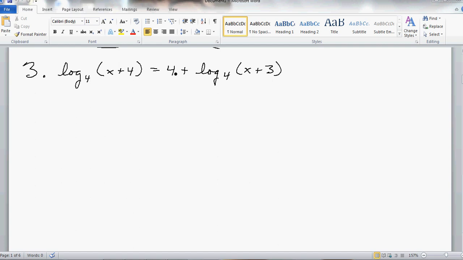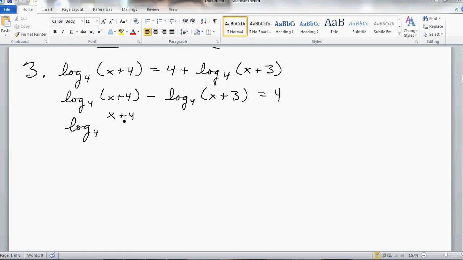And perhaps that's what needs to be done. Or I can put all the logarithms on one side and then deal with it much like I did in number 2. So let's try that one. Let's subtract this log base 4 of x plus 3. And so I get log base 4 of x plus 4 minus log base 4 of x plus 3 equal to 4. And I know, since I'm subtracting, that can be combined into one quotient, x plus 4 over x plus 3, and that's still going to equal the 4.